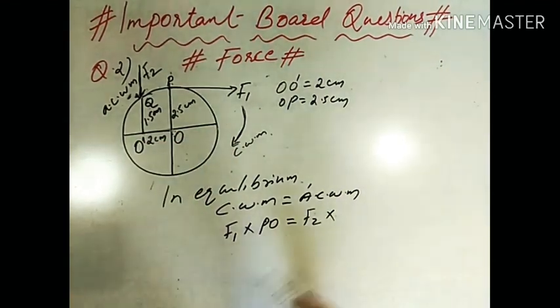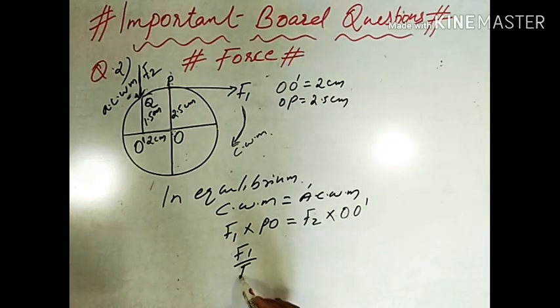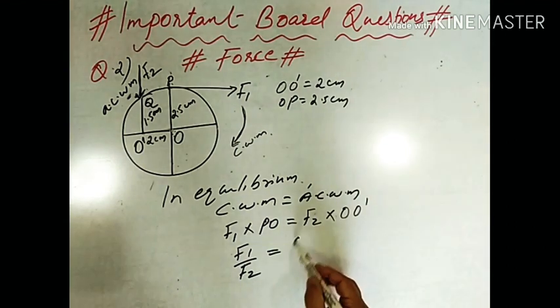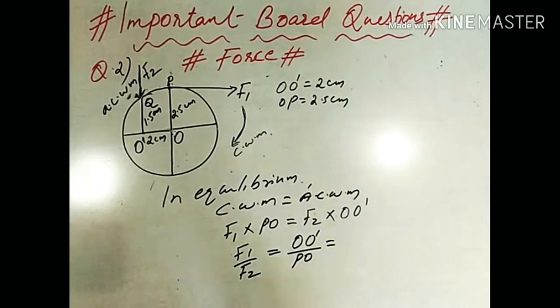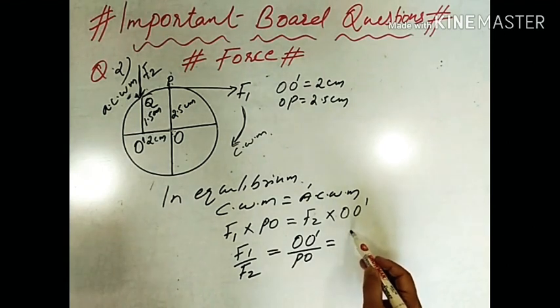O dash, the distance is 2 centimeters. All right, so we will take the ratio now, F1 by F2. We have to calculate the ratio of the forces and find out which is greater. F1 by F2 is equal to O dash O by PO, that's equal to 2 by O dash, which is given as 2.5 centimeters. So 2 divided by 2.5.